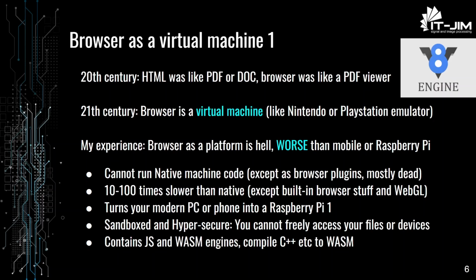It cannot run native machine code, except if you use browser plugins, a technology mostly dead. It tends to be 10 to 100 times slower than native code, like on your computer, with the exception of built-in browser stuff like video codecs and WebGL. Basically, it turns your modern PC or modern iPhone into something really slow, like a Raspberry Pi 1 by speed.